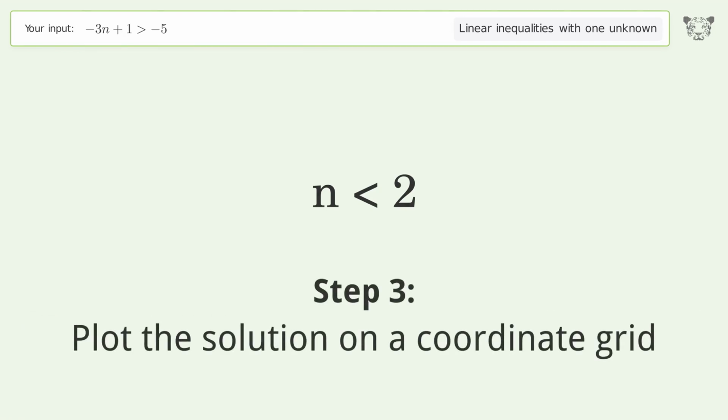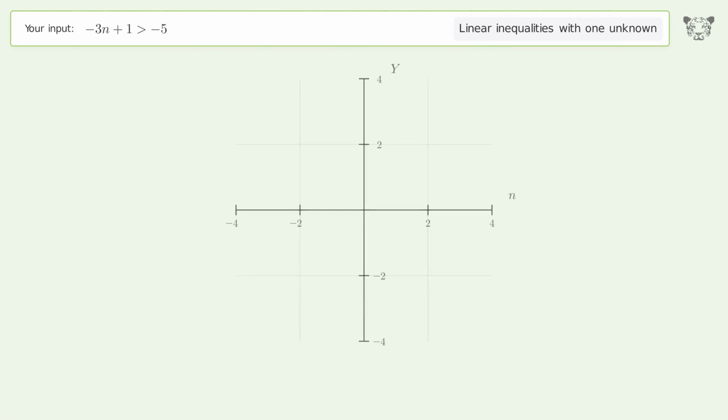Plot the solution on a coordinate grid. And so the final result is n smaller than 2.